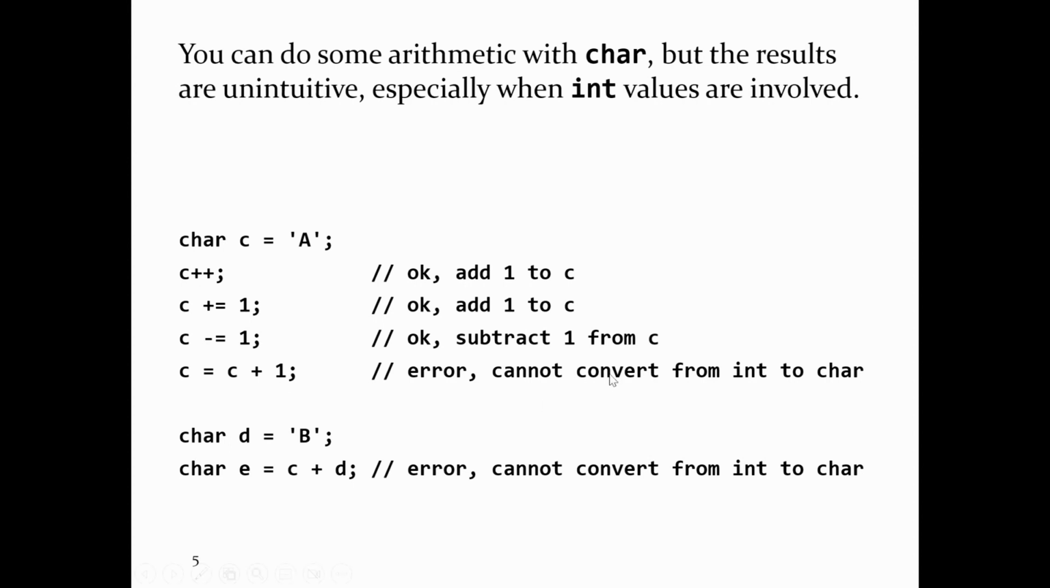That's why I'm telling you here, if you try to do arithmetic with char, it's very unintuitive. It doesn't always work the way you want it to. This one's even weirder. Let me do the last example here. Suppose I take the char B, and it's in the variable d. Can I write c + d? Well, c's a char, d's a char.